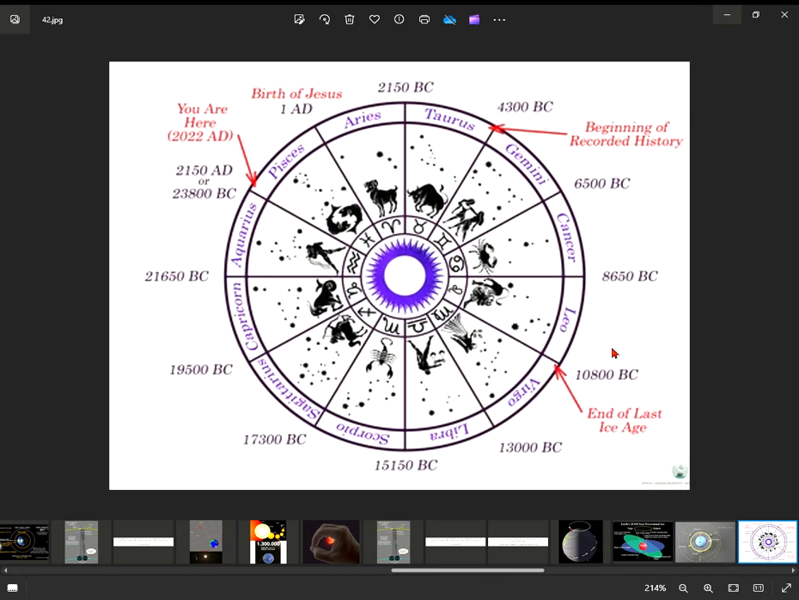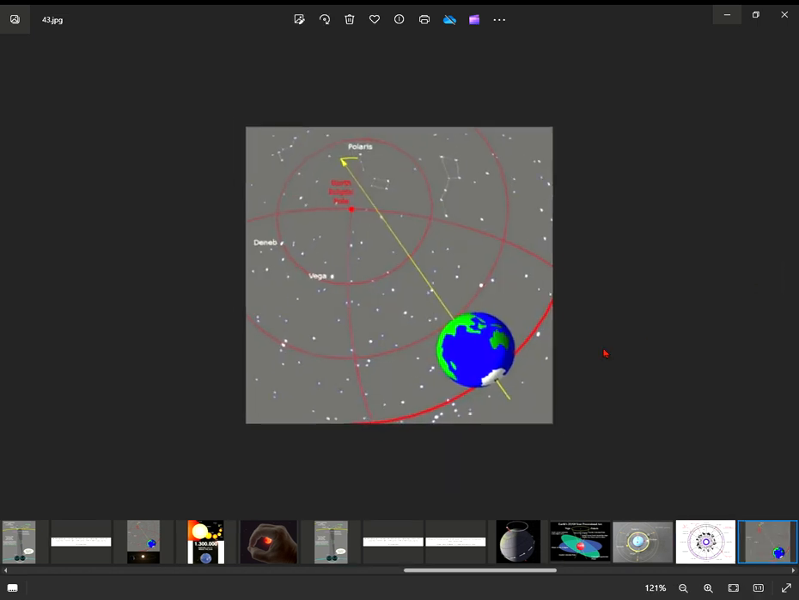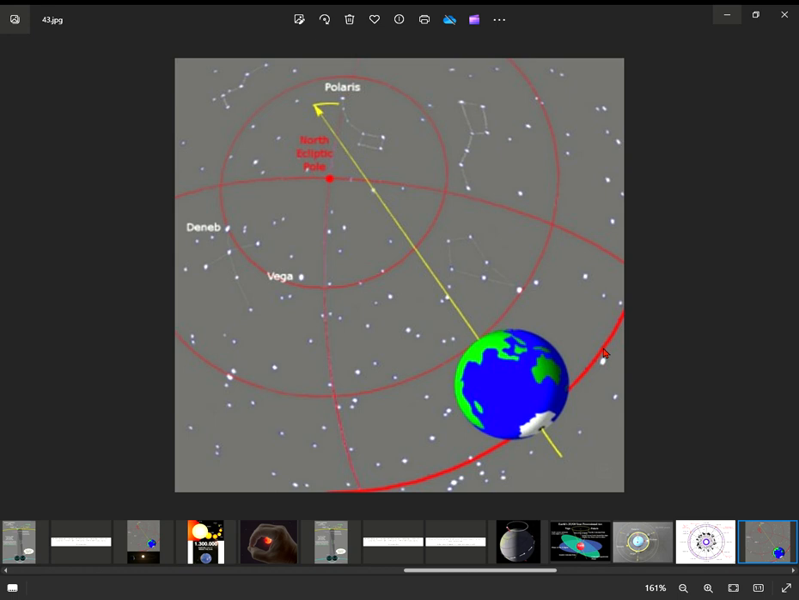The full 30-degree retracement over 2,160 years shifts in reversal motion. The alignment of the Zodiac signs wheel and this motion is tracked by Earth's projected axis into Polaris.